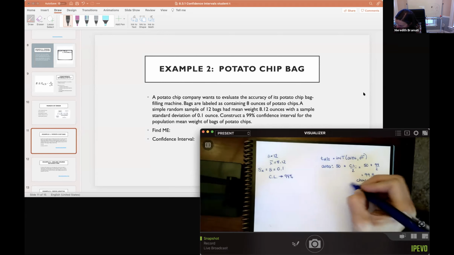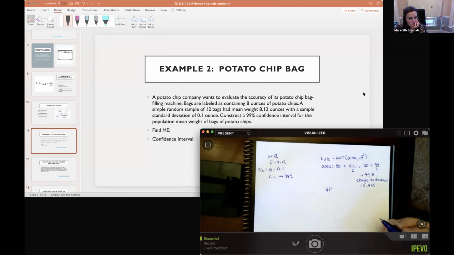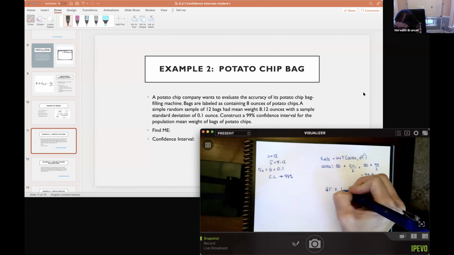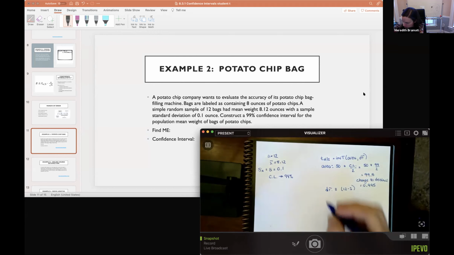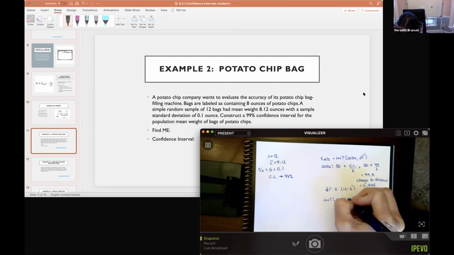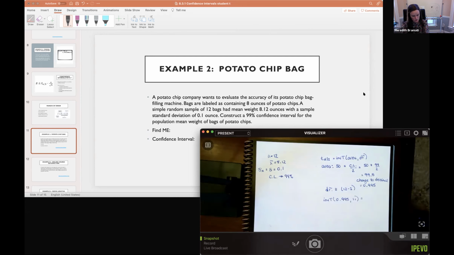Well, I also need degrees of freedom. What's my degrees of freedom for this problem? 12 minus 1, which will be 11. 11, exactly. And I got that by 12 minus 1. If I put this into invert T, what do I get for our T alpha 2?